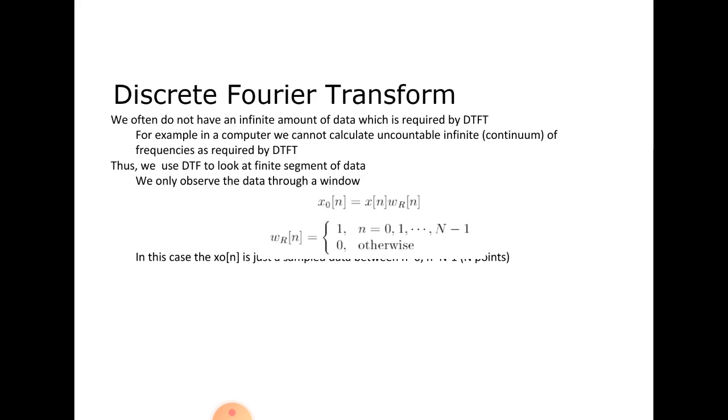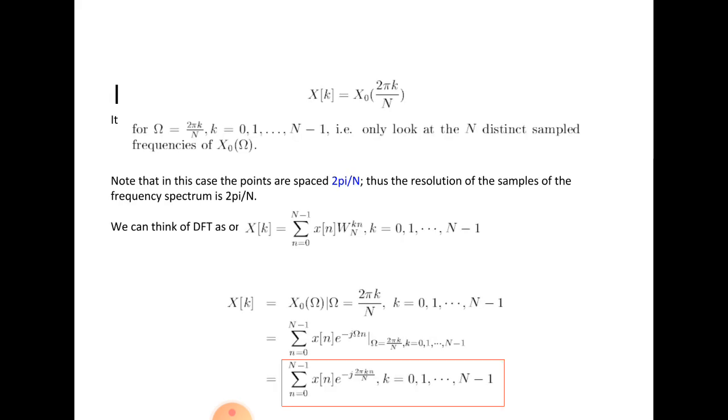So we only observe the data through a window: x₀(n) is equal to x(n) times w_R(n), where w_R(n) is equal to 1 for n from 0 to N−1 and equal to 0 otherwise, and X(k) is equal to X₀(2πk/N), for ω equal to 2πk/N, with k equal to 0, 1, up to N−1. That is, we only look at the N discrete samples of the frequency spectrum X₀(ω). Note that the points are spaced 2π/N apart, thus the resolution of the samples of the frequency spectrum is 2π/N, and we can think of the DFT as X(k).